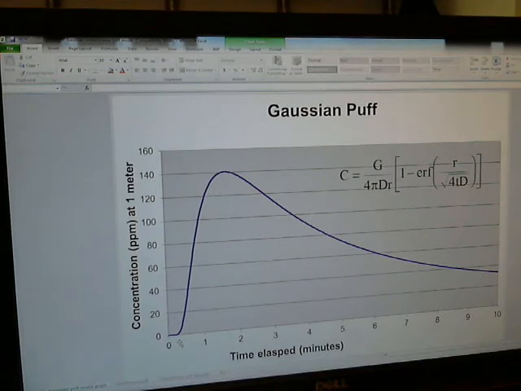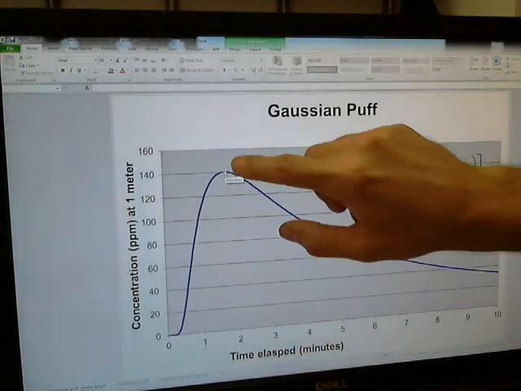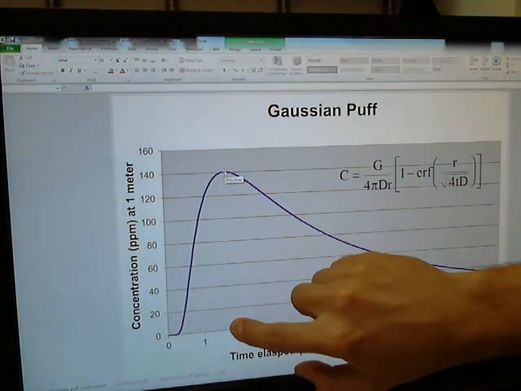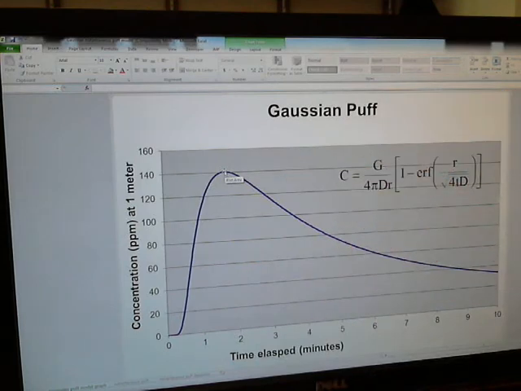So at 1 meter, we can see right here that we have basically no concentration detected. And then our concentration really starts to rapidly rise. It peaks right around 2 minutes, and then it starts falling off. So basically we get a peak, and if you wanted to know when that peak was, you could identify it here and say, okay, what is that? And then maybe put some grid lines in or extrapolate it, 1.7 minutes.